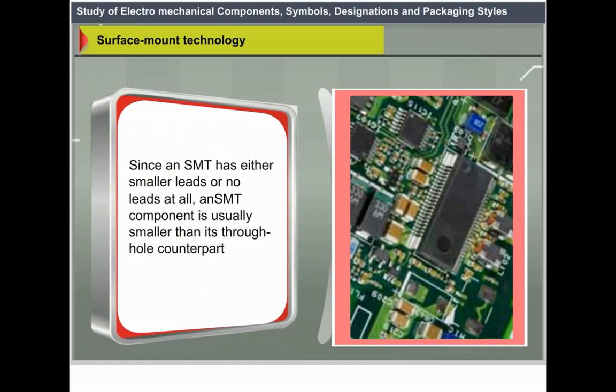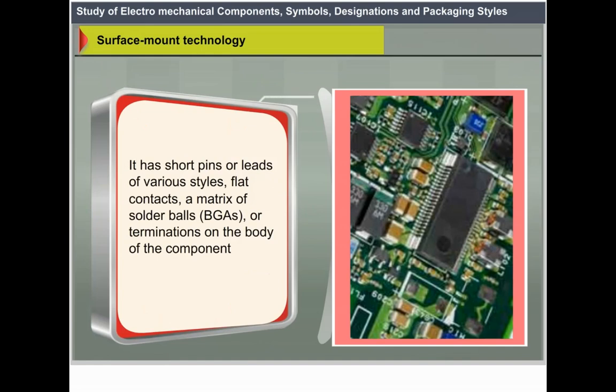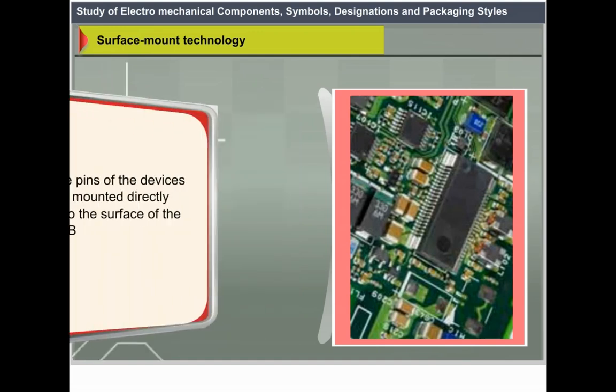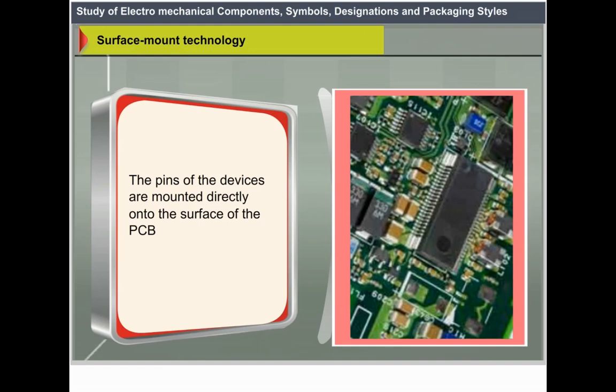An SMD component is usually smaller than its through-hole counterpart because it has either smaller leads or no leads at all. It has short pins or leads of various styles, flat contacts, or a matrix of solder balls, BGAs, or terminations on the body of the component. The pins of the devices are mounted directly onto the surface of the PCB.